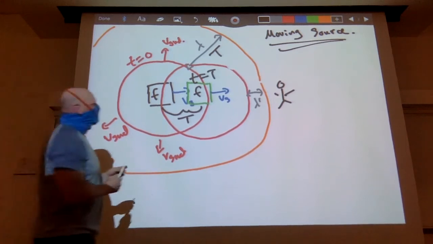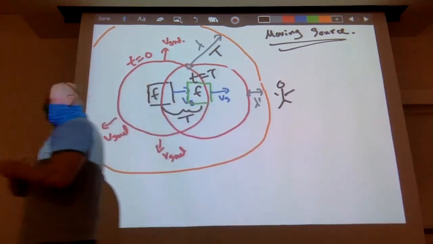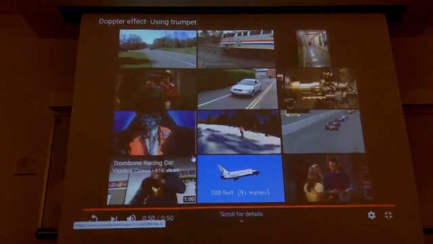Now, what happens then? For the observer here, what the observer is going to notice is that the frequency, or in this case, the wavelength has changed. So why is that true? Before I come back to here, let me show you a simulation.